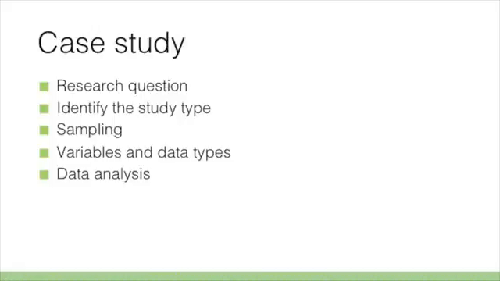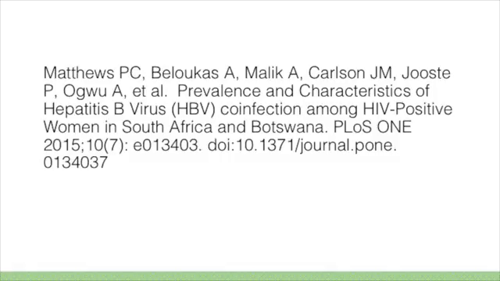We've really come a long way in this course and we've learned quite a lot. And I think it's time for another case study. Now we're going to take something that was published, a paper, and we're going to take a closer look at the research question. We're going to try and identify the study type, what type of sampling was used to get subjects to analyze, what variables were collected to answer our research question, and what data types these variables were, and what the analysis was. So here's our paper.